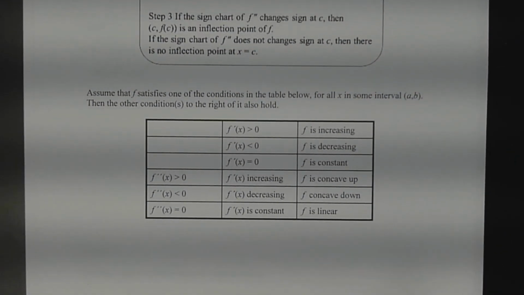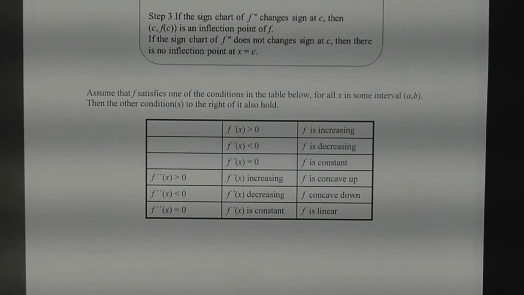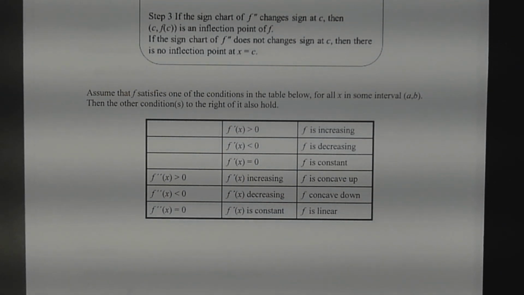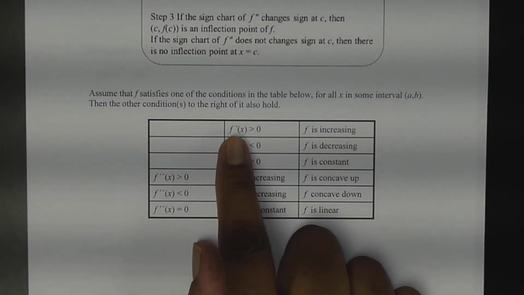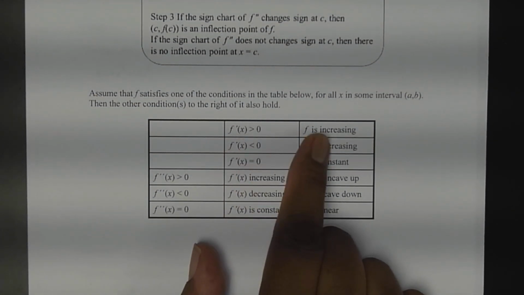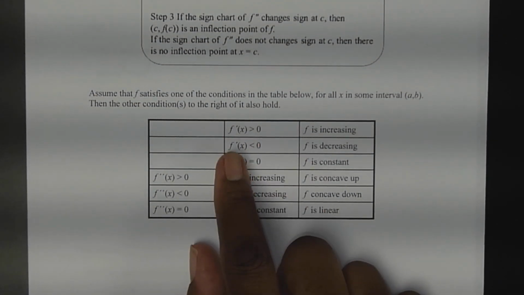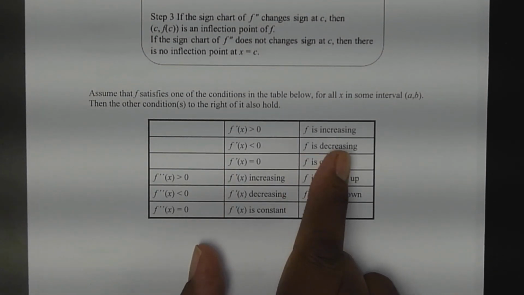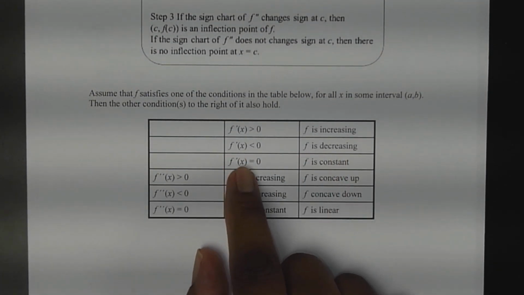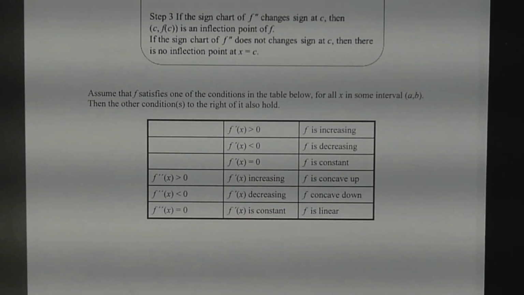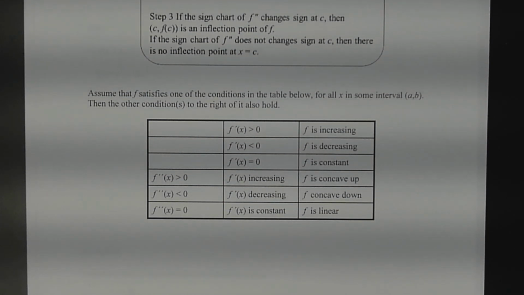And at the bottom of this page, we're going to assume that f satisfies one of the conditions in the table below for all x in some interval a, b, then the other conditions to the right of it also hold. Okay, this is just a summary. If f prime of x is positive, that means the function is increasing. If f prime of x is less than 0, the function is decreasing. If f prime of x equals 0, that means your function is constant. We talked about that in the last video, section 4.1, dealing with first derivatives and their graphs.